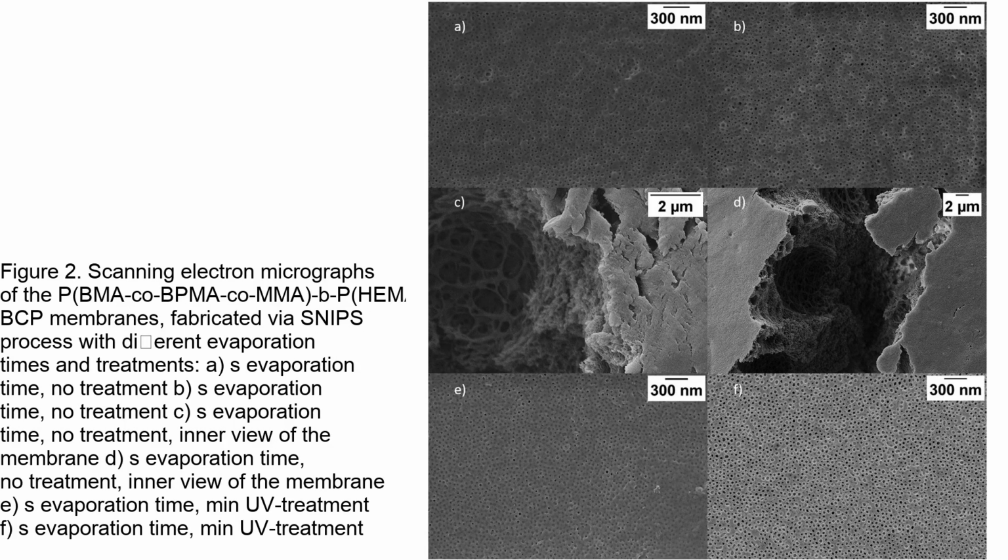This figure shows scanning electron microscopy, SEM, images of the nanoporous block copolymer membranes fabricated using the self-assembly and non-solvent-induced phase separation, SNIPS, process. The topographies of the membranes exhibit an open porous surface structure with pore sizes of 26 ± 5 nanometers and 30 ± 5 nanometers for membranes prepared with 10 s and 15 s evaporation times, respectively.